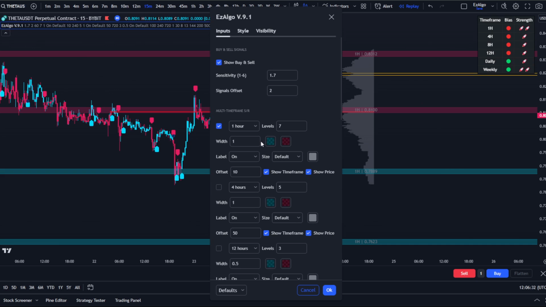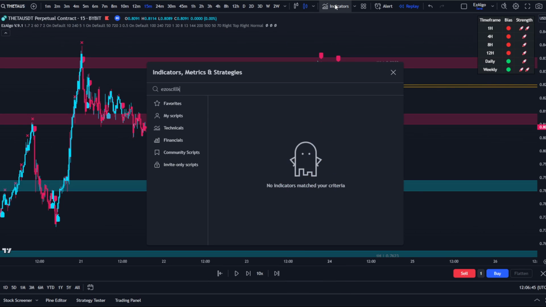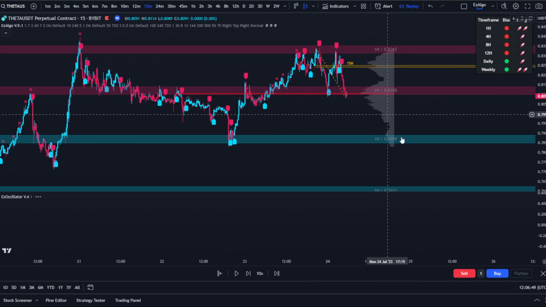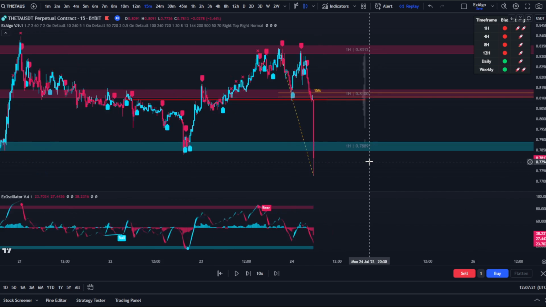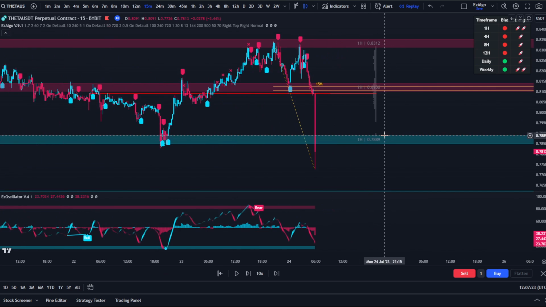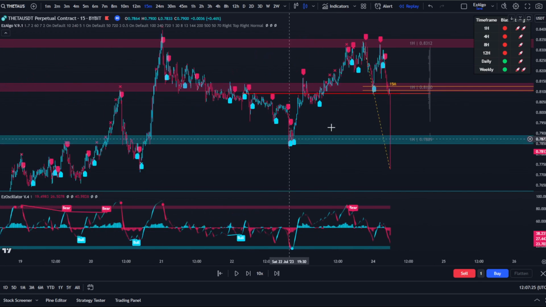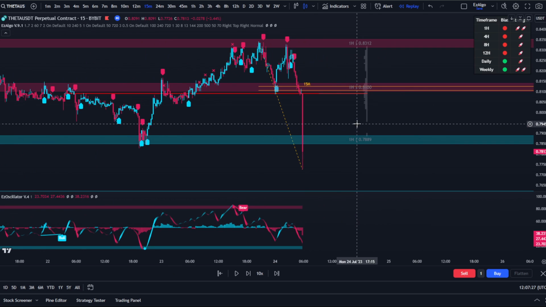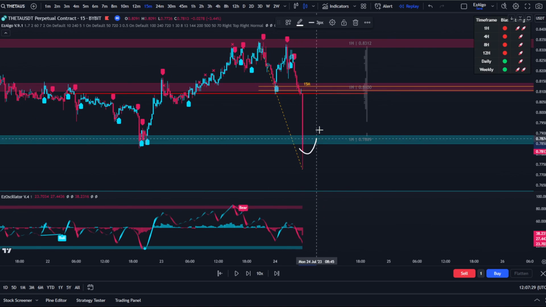I'm going to increase the zone width on the EzAlgo support and resistance, and let's also get out our EzOscillator. I like to have the EzOscillator for confluence. So in this case, a majority of retail traders are going to get bearish. We saw a strong move down. We're losing the support zone. Wouldn't you flip short? Wouldn't you look for a retest and then short?